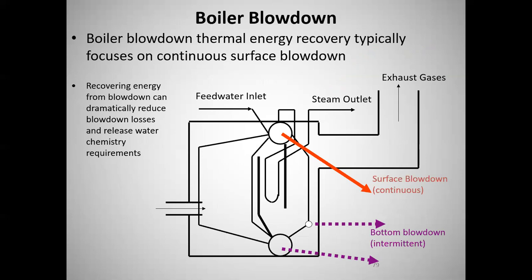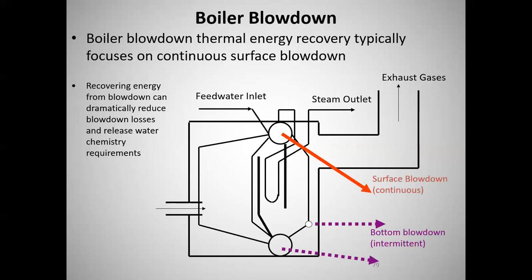Okay, boiler blowdown thermal energy recovery typically focuses on continuous surface blowdown. So if you're doing intermittent blowdown, the first step is to get to continuous, because you can't get any payback to purchase a system, and this system may cost between $50,000 and $100,000 to put in your heat recovery system. If you're only draining water out of the boiler for 10 seconds twice a day, that heat exchanger is going to sit there dead almost all the time, and it's not going to do anything for you.